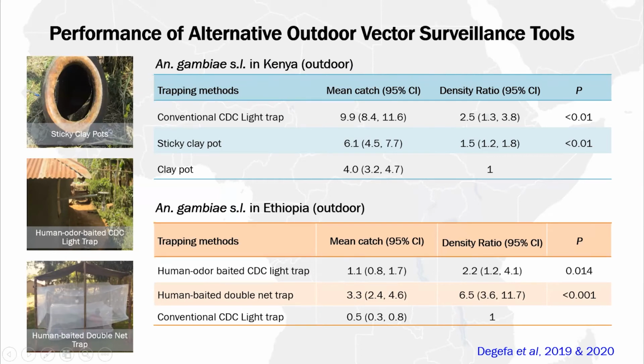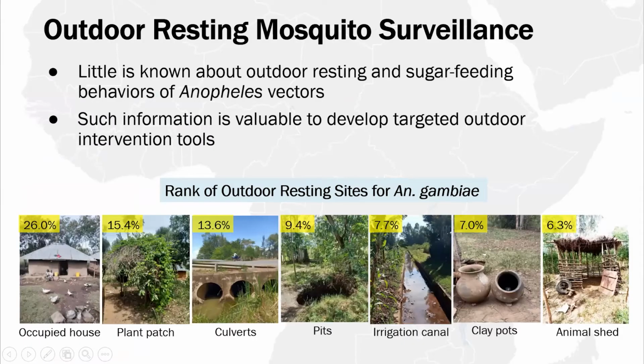And when we looked at the studies we did in Ethiopia, the human baited double net and the human odor baited CDC light trap were doing even better than the conventional CDC light trap. So it means some of these can be considered as vector surveillance tools.